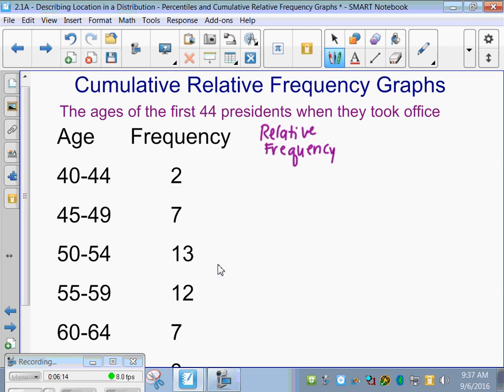You guys should know this, Ginger. Yeah, 2 presidents out of the 44 presidents that we have in our data. So 2 out of 44 converts you guys to 4.5%.